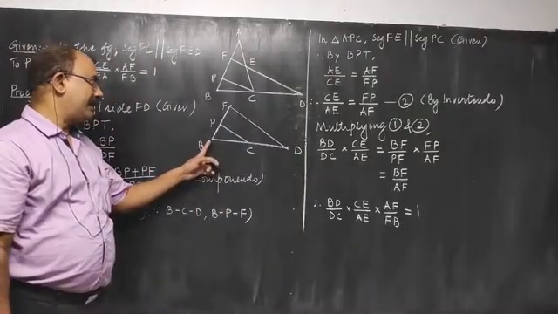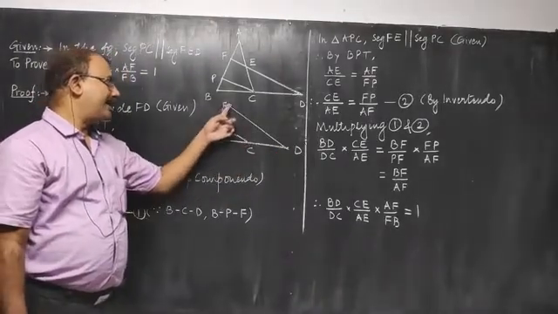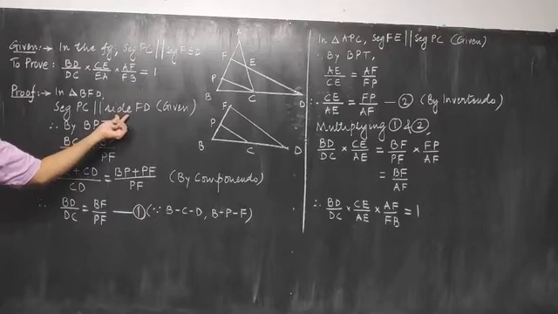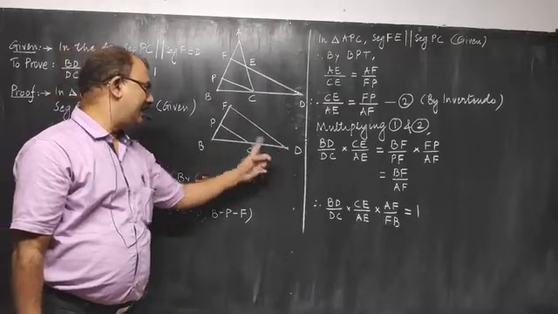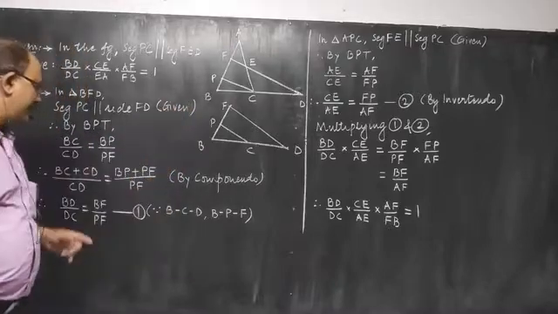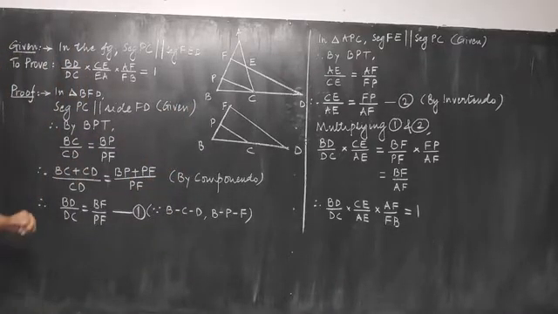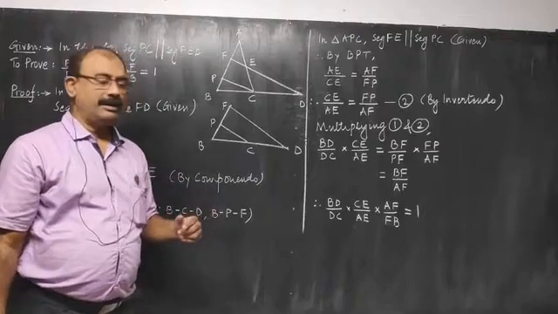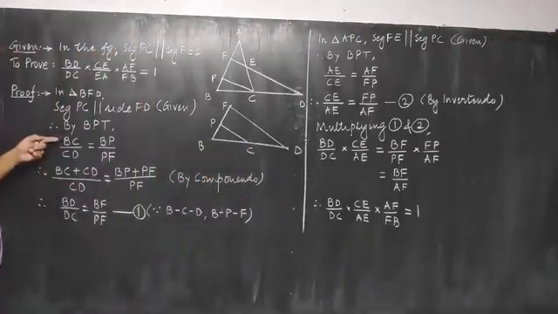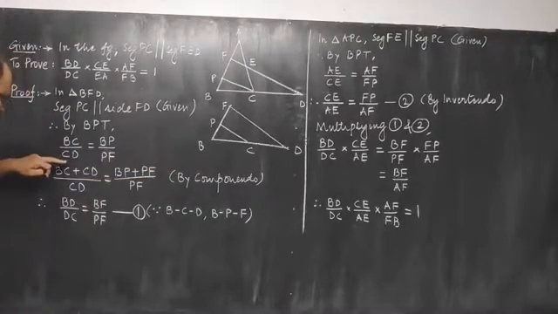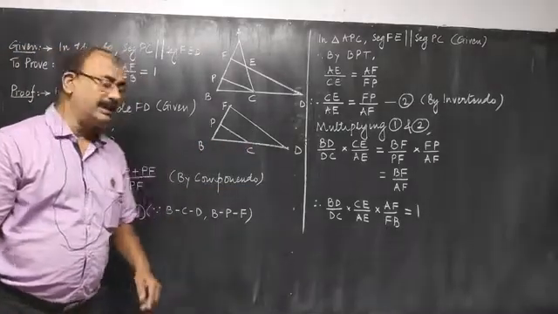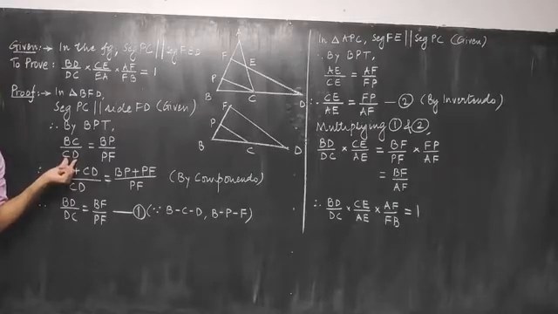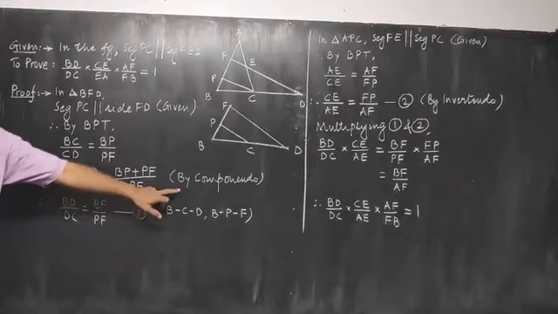So in triangle BFD, segment PC is parallel to segment FD. We have written segment PC is parallel to side FD. This is already given. Therefore, by the basic proportionality theorem, we can write BC upon CD is equal to BP upon PF. But what I observe is that we want BD, B to D, and what we have calculated is BC upon CD. If you add CD to BC, BC plus CD will give you BD. That means the denominator needs to be added to the numerator.